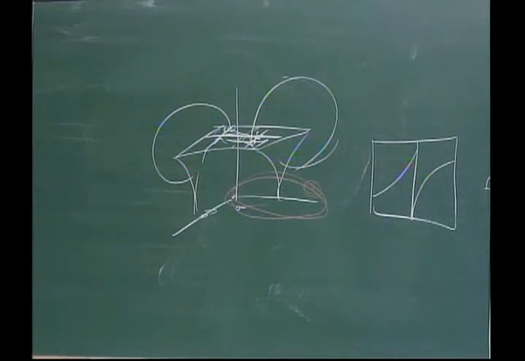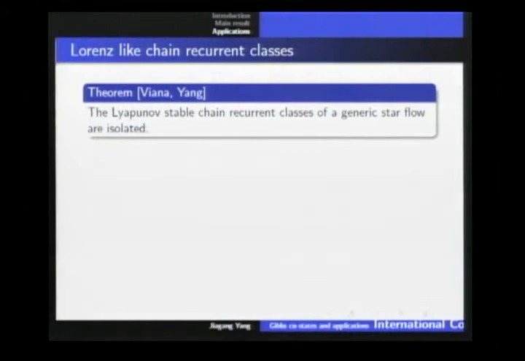And the second, as a corollary: the Lyapunov stable chain recurrent class of a generic star flow should be isolated. So here, I have 15 minutes, so I would like to talk about more things, or the history about this part. So what's a star flow?